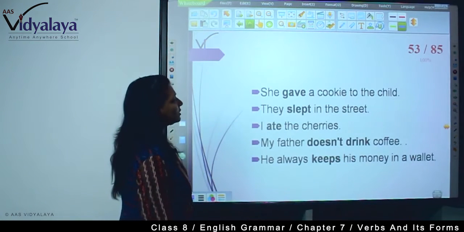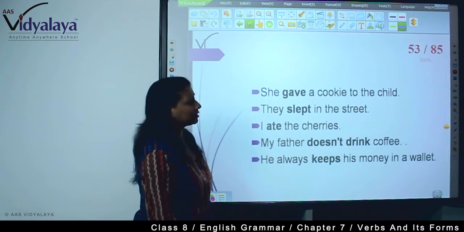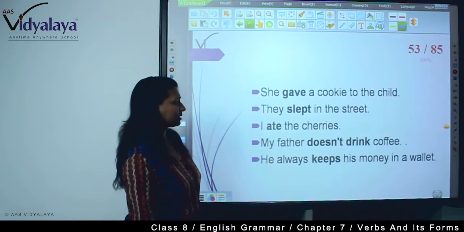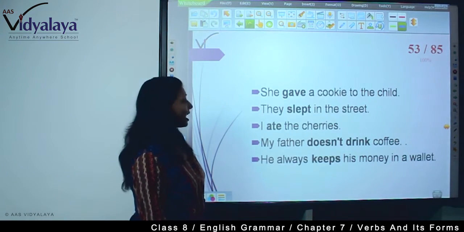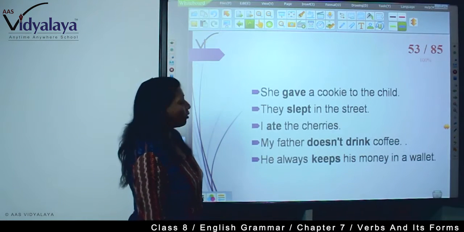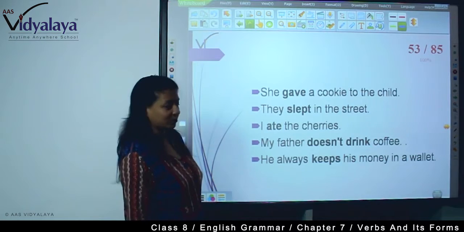She gave a cookie to the child. Now gave, then you can ask who, what. You are getting the answer, a cookie. They slept in the street. You are not getting who, what after the verb. I ate the cherries. You know what is who or what. I ate what? The cherries. So you know what is this verb.